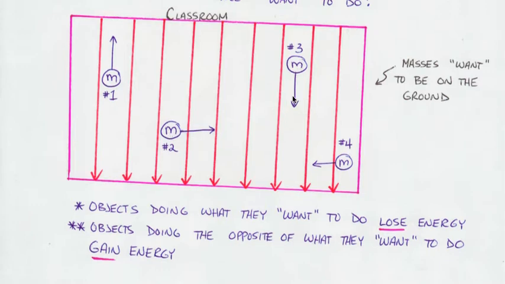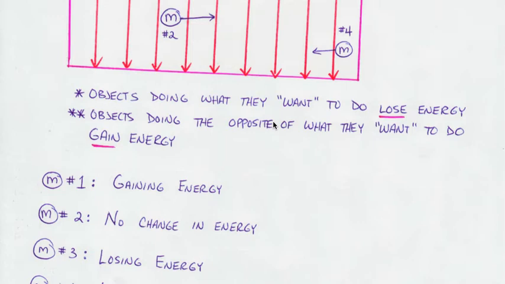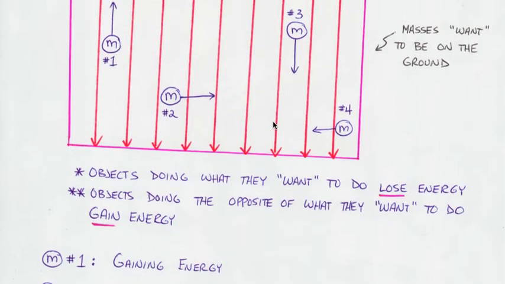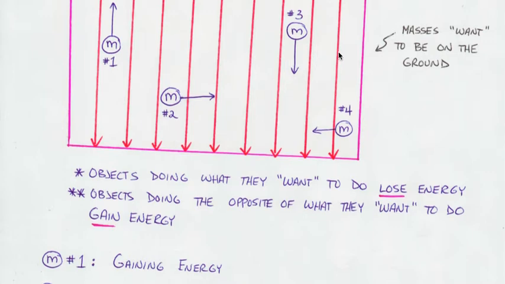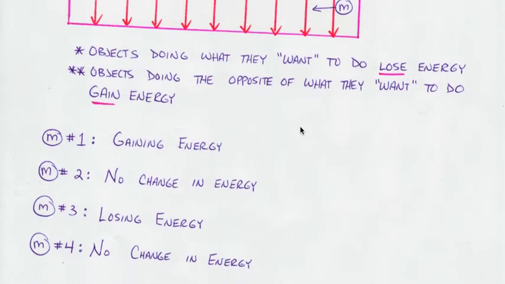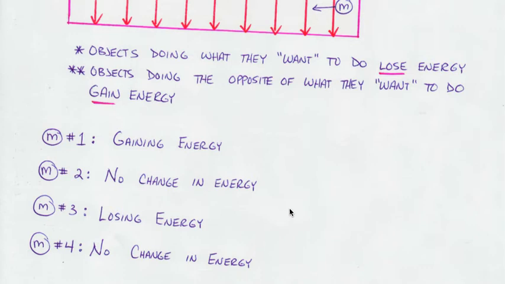Mass 3 is being lowered towards the ground. That's what the mass would like to do, therefore it's losing energy. Yes, its height's decreasing as well, but it's doing what it wants to naturally do, so it loses energy. And hopefully by now you realize mass number 4 is being moved to the left. That's not what it wants to or does not want to do. Therefore, for mass number 4, there's no change in energy.